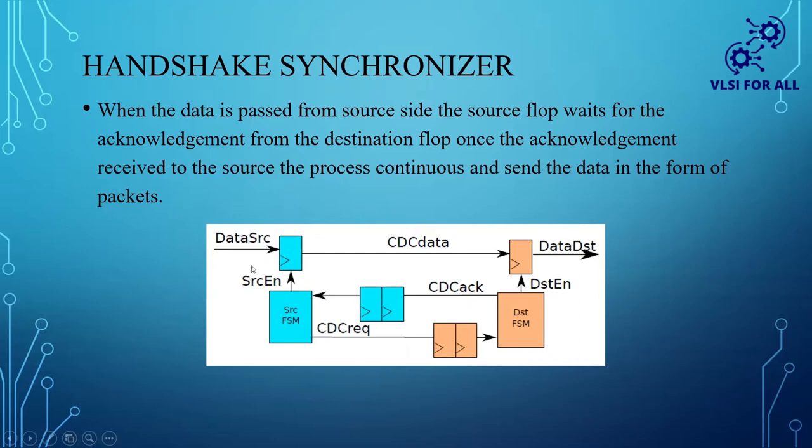So what does the source flop think? Yes, the destination flop received the data, and hence the process continues and it sends the data in the form of a packet. So the handshake synchronizer is very important.